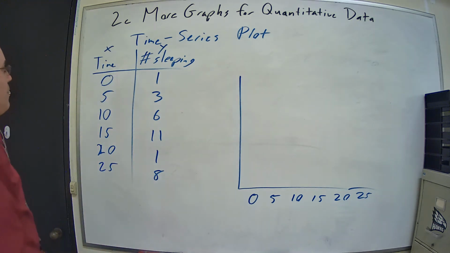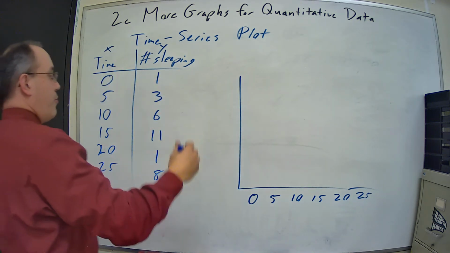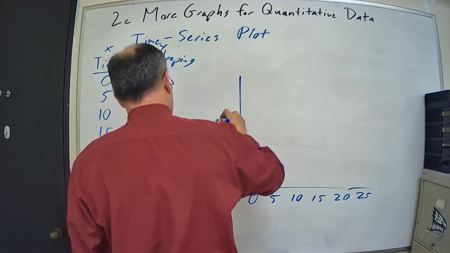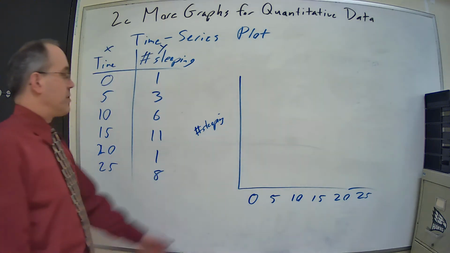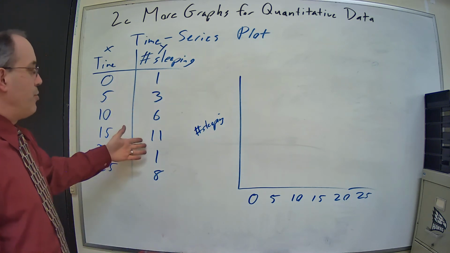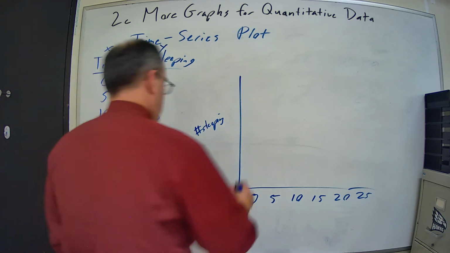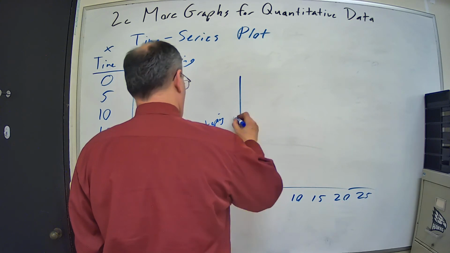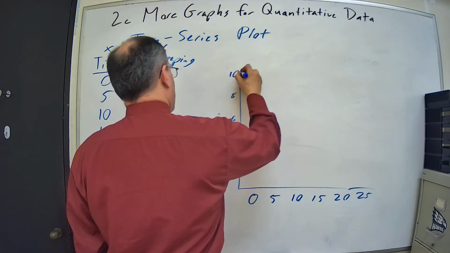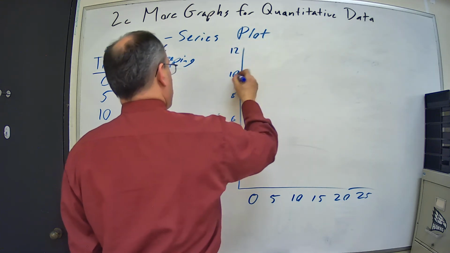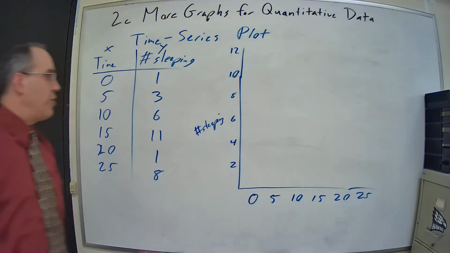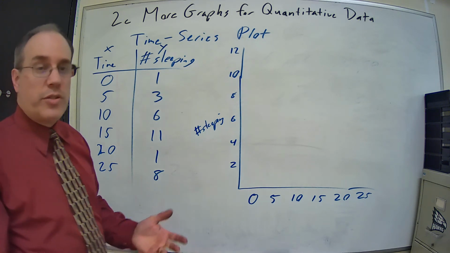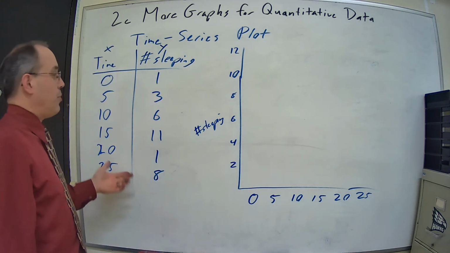And then the number of students sleeping, and remember we always label our y-axis, so number sleeping, is going to go on the y-axis, and we've got up to 11. So I'm just going to number to make sure that works. Consistent indices, 2, 4, 6, 8, 10, 12. Right? So now I have my y-axis labeled, and I'm just going to plot each of these points as a dot.